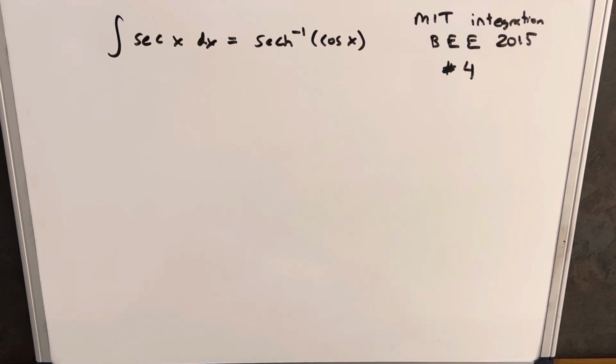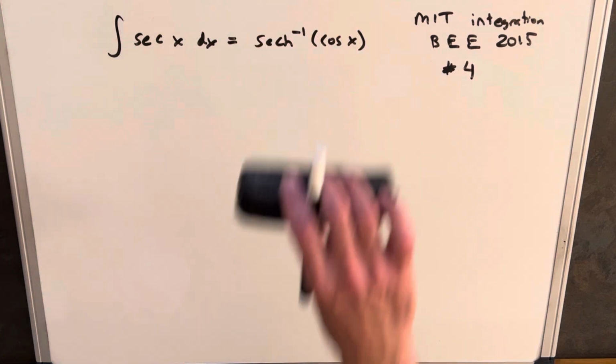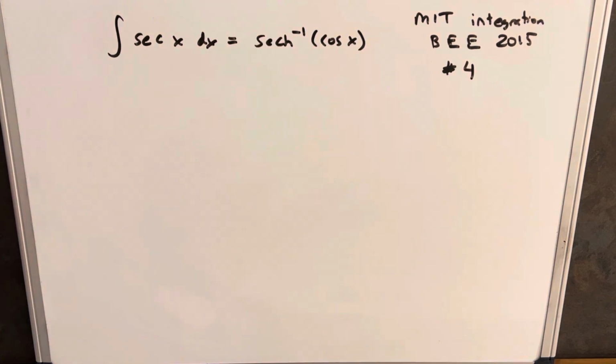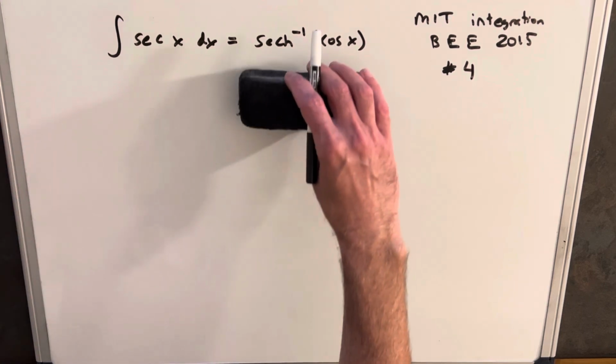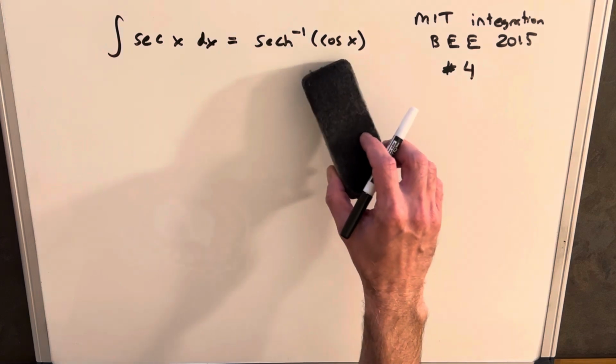Okay, we have this problem on the board from the MIT Integration Bee 2015. This is problem number 4 from the qualifying exam. I thought this was unusual because the question just asked this part, the integral of secant x. And that's a known integral, a standard integral, so you wouldn't expect that on the test. And then when I looked at the answer, they gave this part, inverse hyperbolic secant cosine x.